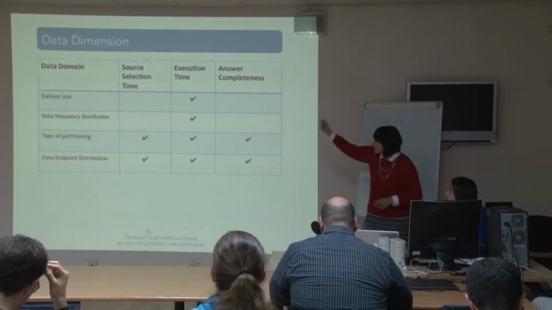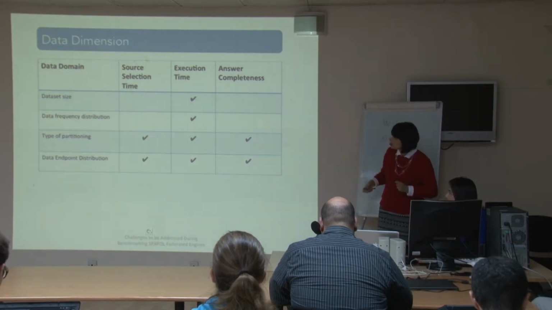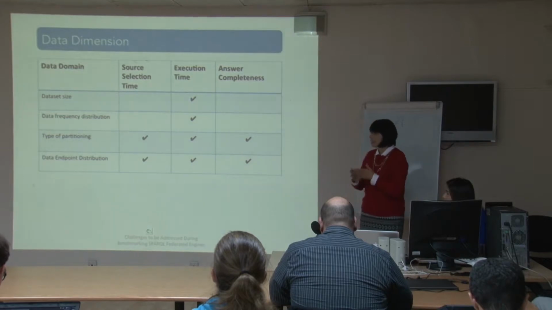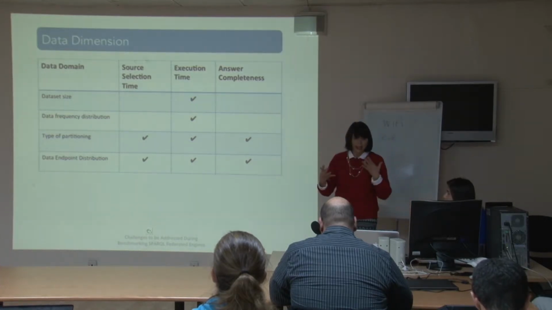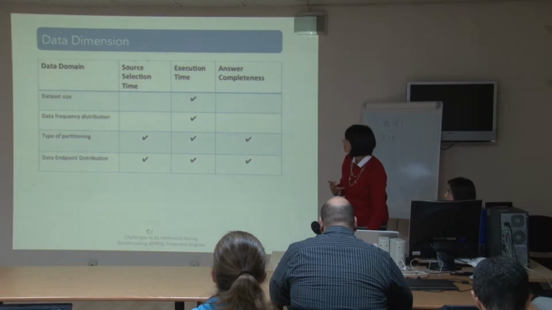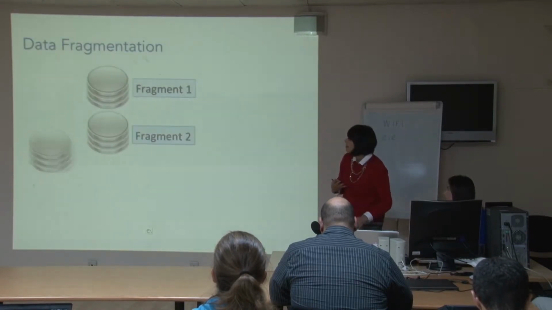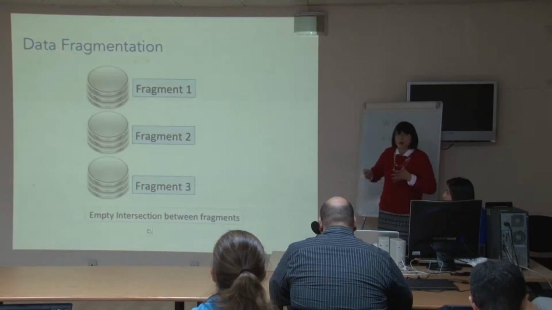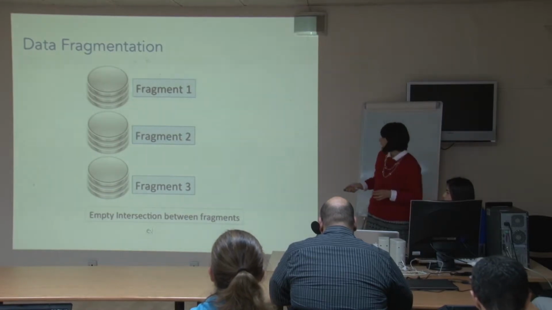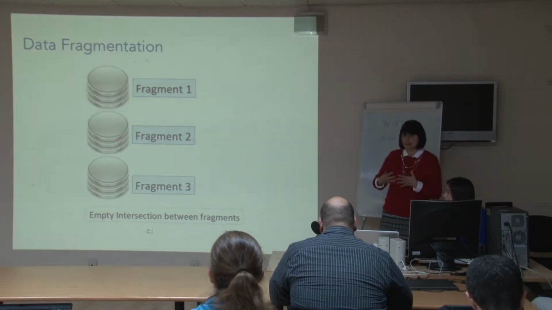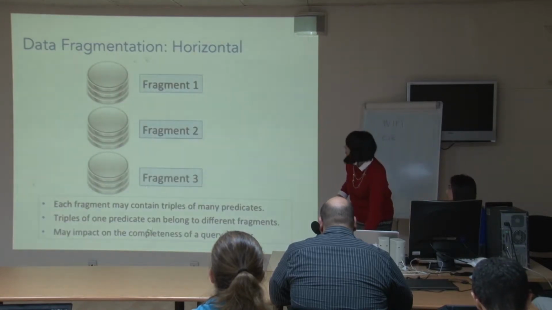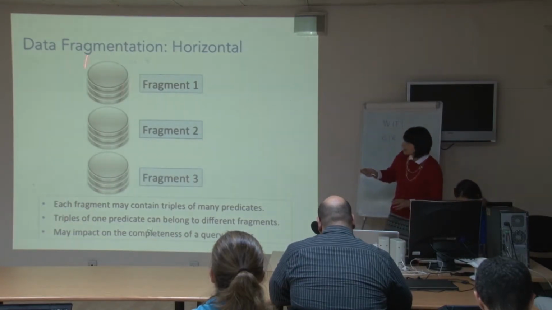Another parameter is the ones that belong to the data dimension. And in the data dimension, we have to consider the size of the data set, the data fragmentation distribution, the type of partitioning, and how the data is distributed in the endpoint. So let's see this example. We have data fragmentation, and we divided one data set in 3 fragments, and the intersection between these 3 fragments is empty. Then we did horizontal fragmentation, where we have 3 fragments, but the intersection is not empty.